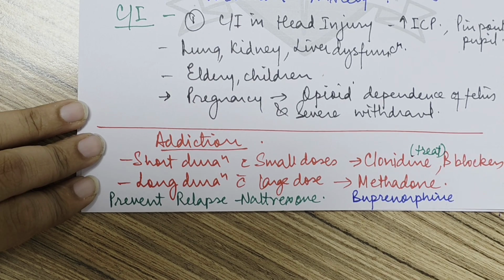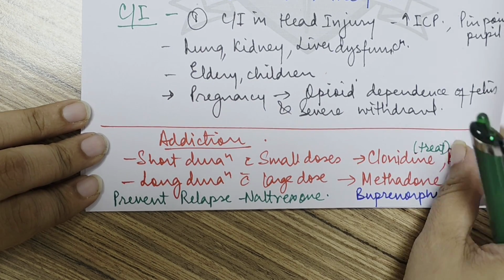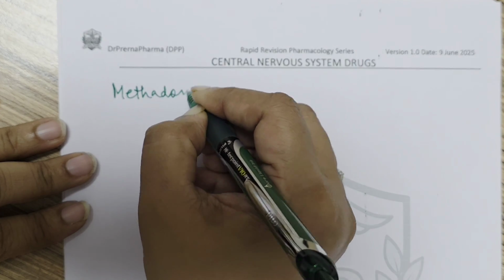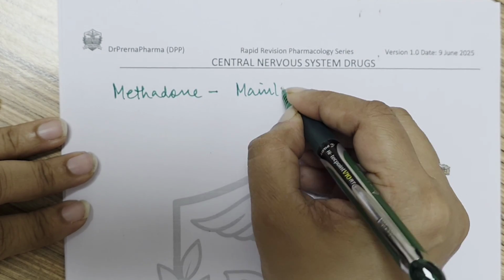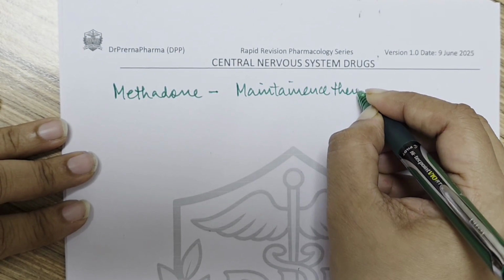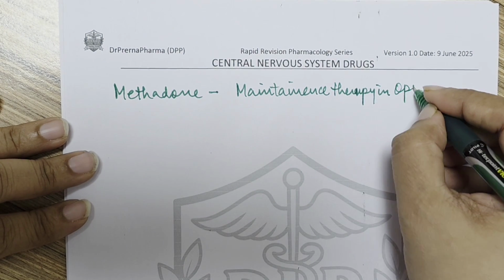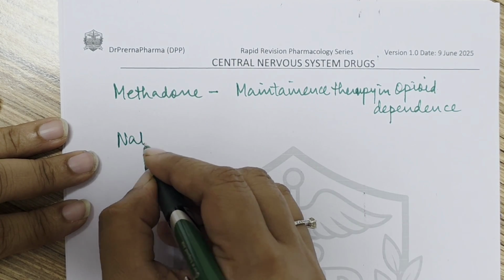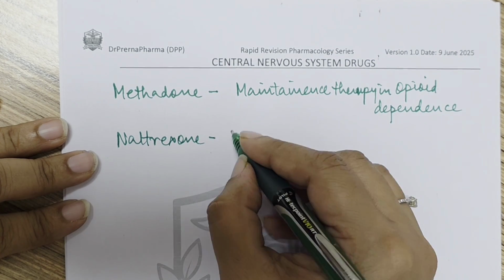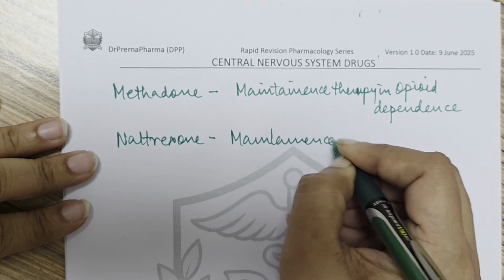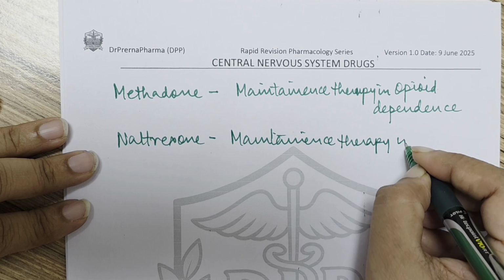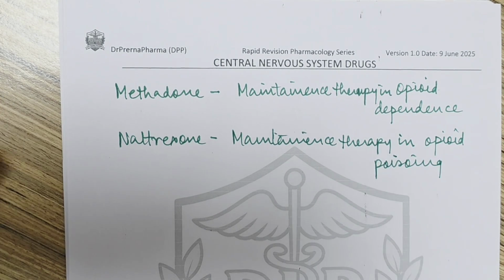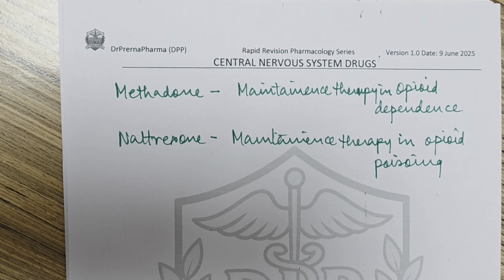So I will tell you a very clear-cut way of remembering this. I'll take another page only. Methadone is maintenance therapy in opioid dependence. Okay, and naltrexone is maintenance therapy in opioid poisoning. So please remember this difference. The questions are asked on this, and that is why I'm telling you to remember the difference.